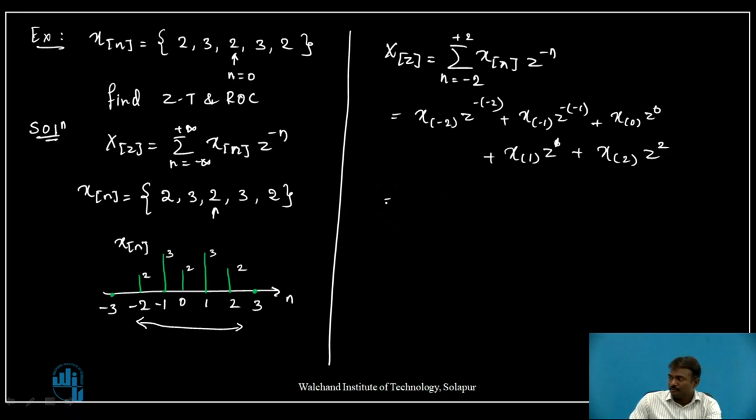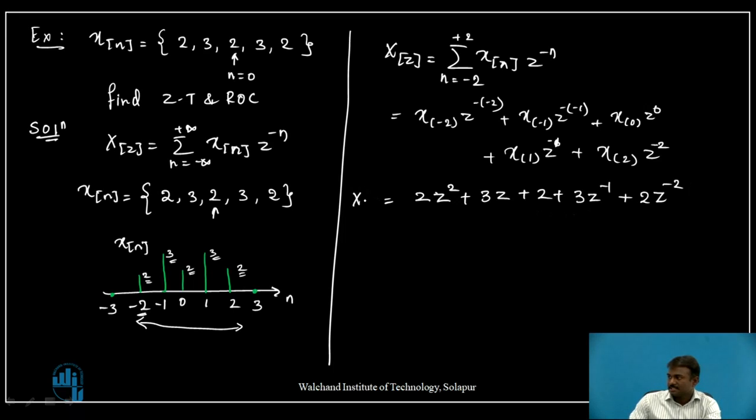Now by substituting the values of x(-2), x(-1), x(0), x(1) and x(2) in the above expression, from the graph we can see that x(-2) is equal to 2, whereas x(-1) is equal to 3, x(0) is equal to 2, x(1) is equal to 3 and x(2) is equal to 2. By substituting these values, the above expression can be written as 2z squared plus 3z plus 2 plus 3z inverse plus 2z to the power minus 2 here.